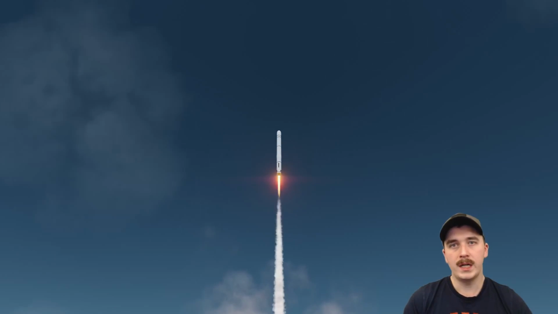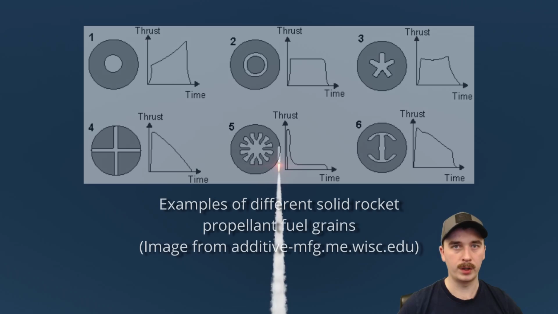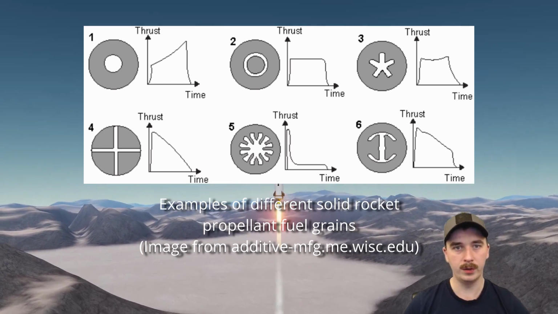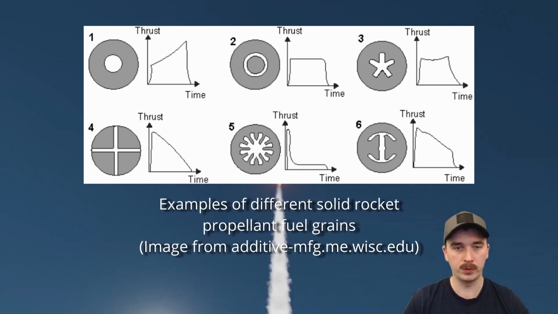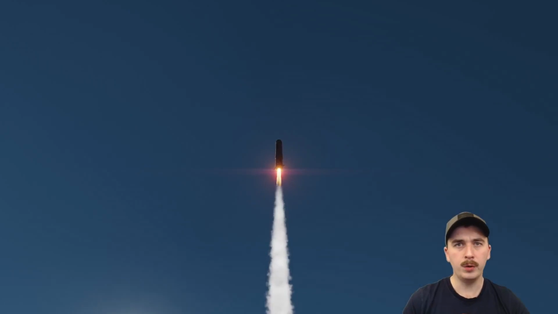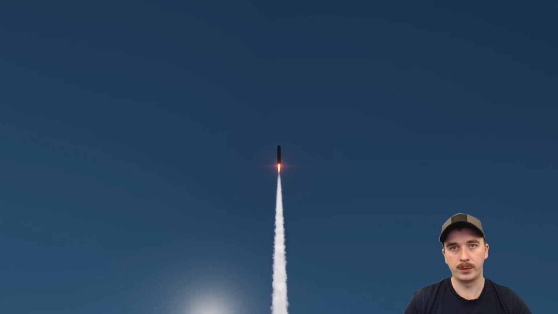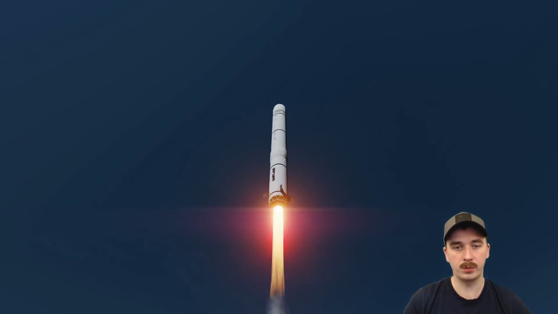So a fuel grain is essentially the pattern that is cut into the actual solid propellant inside the rocket. If you've ever seen a diagram of a solid rocket, you'll see that there is a hole in the center where the actual chemical reaction, the combustion of the fuel, occurs. And the surface area of that hole determines how much thrust the rocket's going to be producing. The smaller your surface area, the less thrust the rocket's going to produce during flight. And the shape of that hole is going to determine how the surface area changes with time.